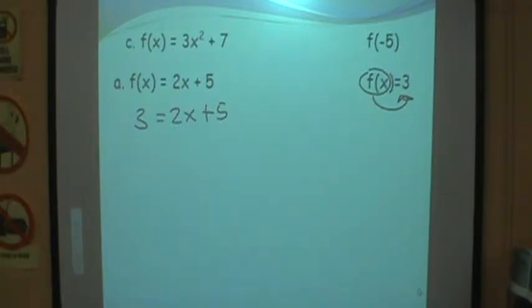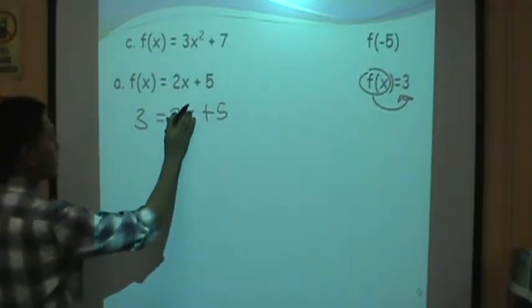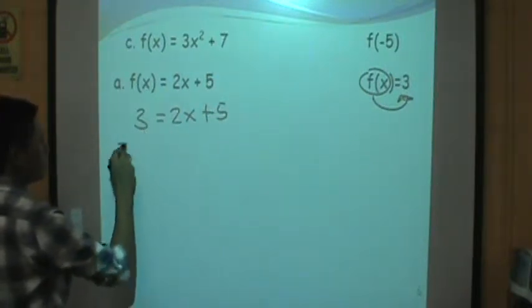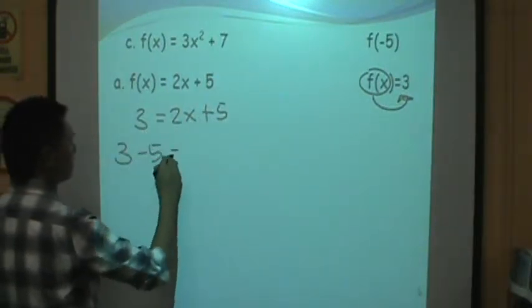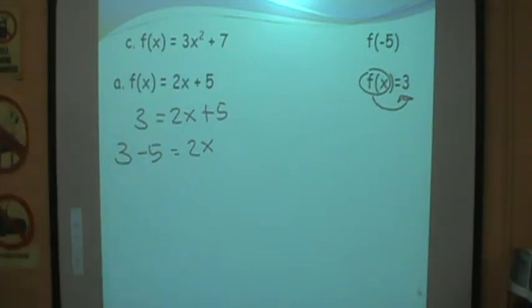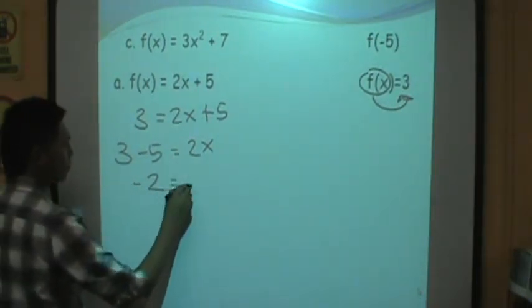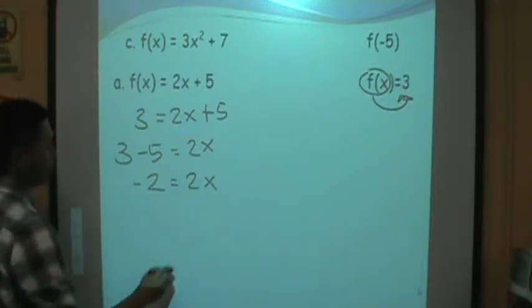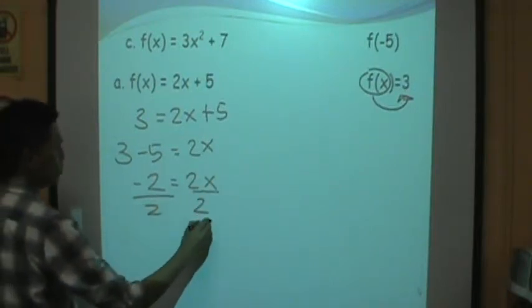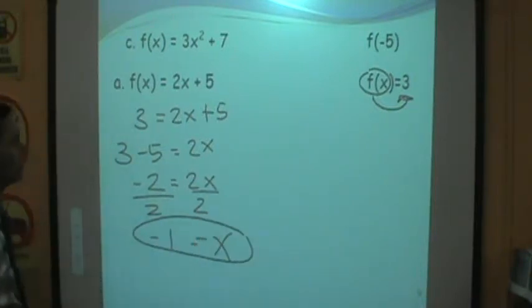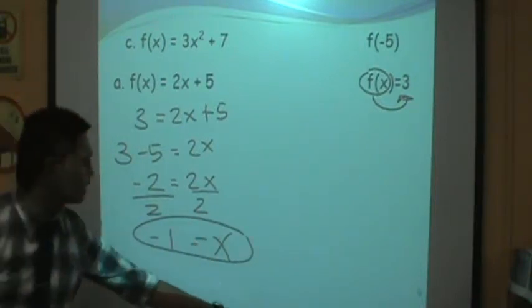Now earlier we learned that to solve for x, we need to have x alone. That means we need to get rid of that 5. So move that 5 over, plus 5 becomes negative 5. 3 minus 5 should give you negative 2. And then divide both sides by 2. X is equal to negative 1. Easy, huh? Yes, it is.